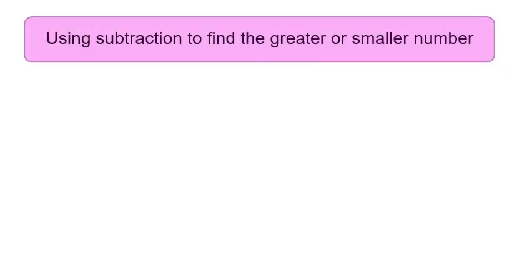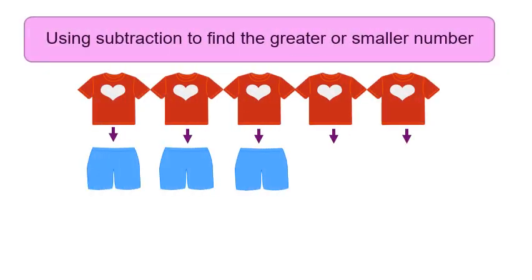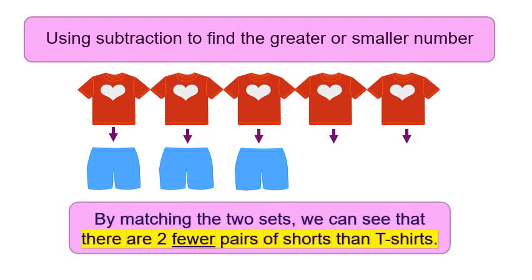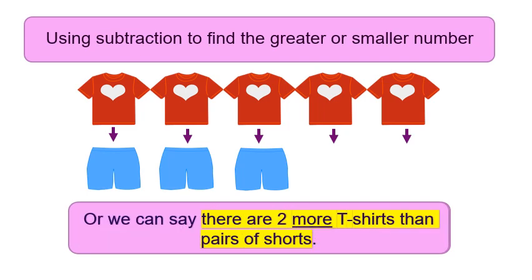Subtraction is also used in finding the greater or smaller number. For example, there are 5 t-shirts and there are 3 pairs of shorts. By matching the 2 sets, we can see that there are 2 fewer pairs of shorts than t-shirts. Or we can say, if we are going to use the word more, there are 2 more t-shirts than pairs of shorts.